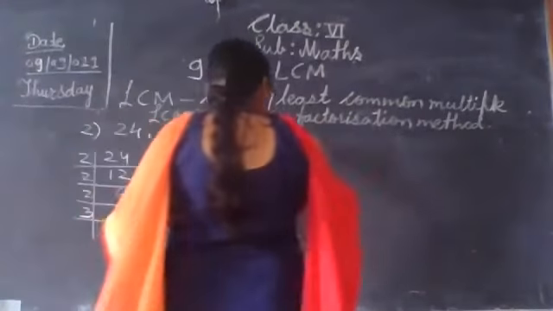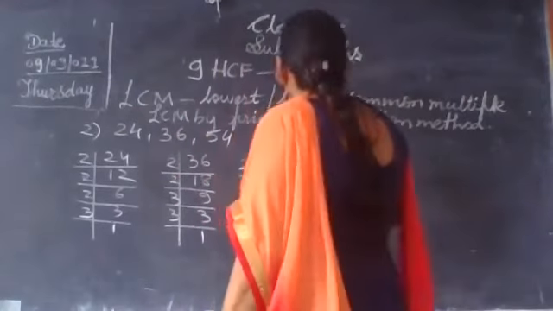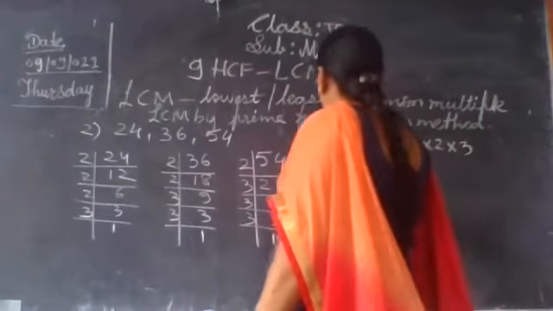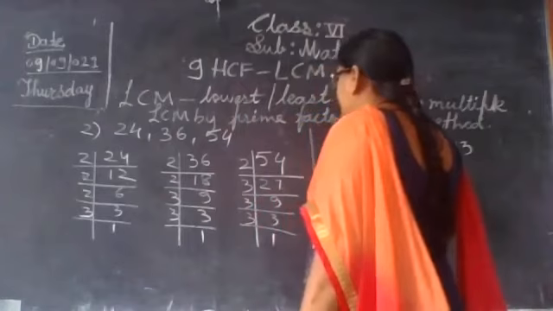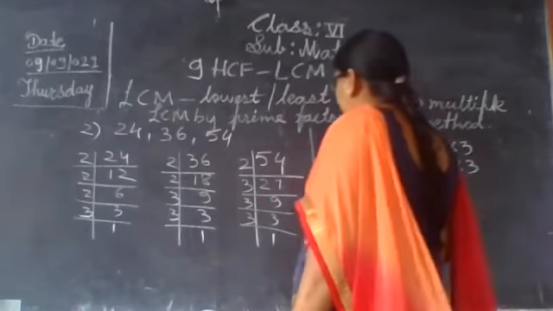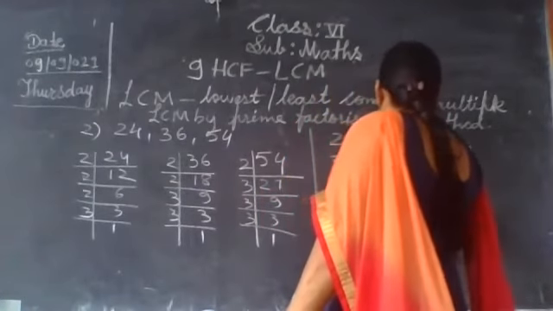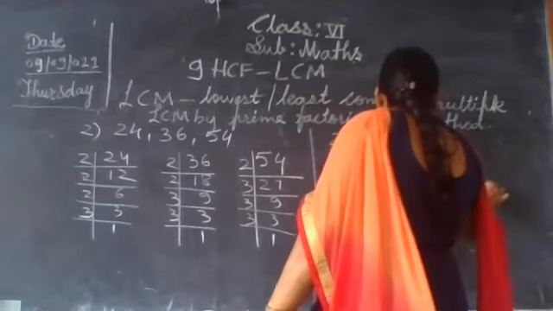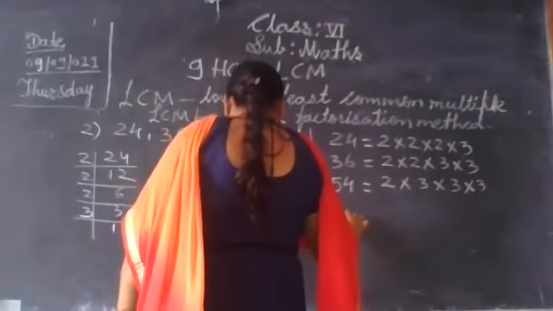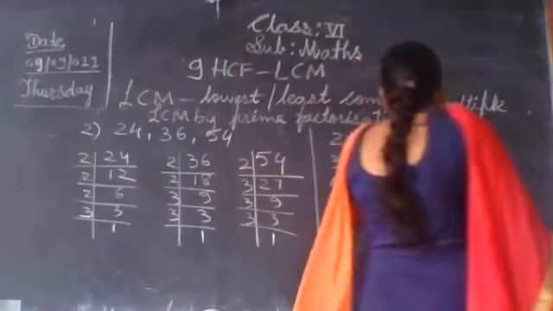Now write down the factors of 24: 3 times 2 and 3, that is, 2 multiplied by 2 multiplied by 2 multiplied by 3. 36: 2 times 2 and 2 times 3. 54. So the factors are only 2 and 3.